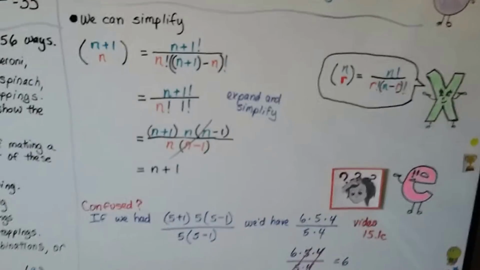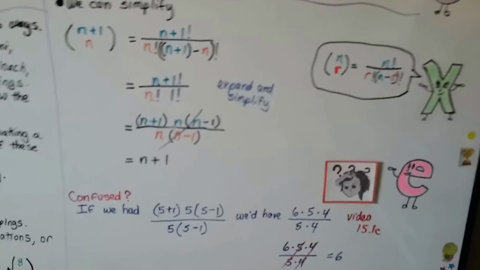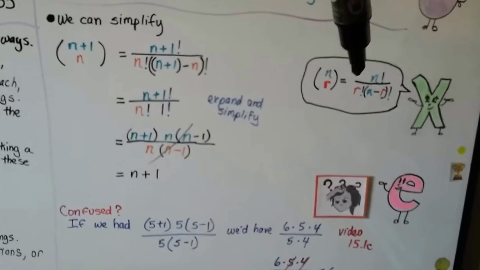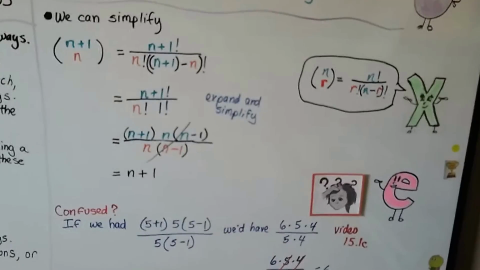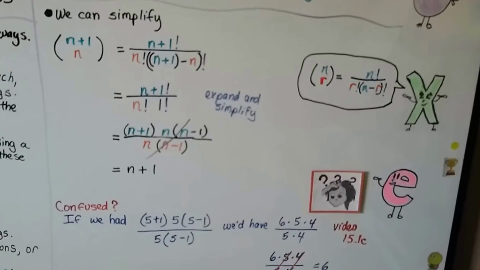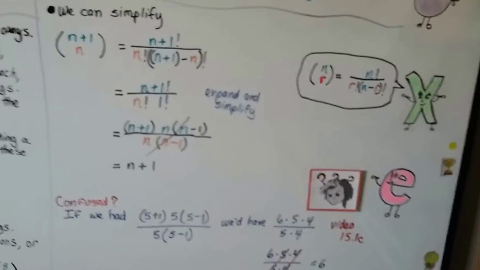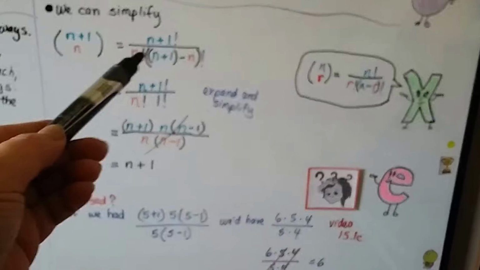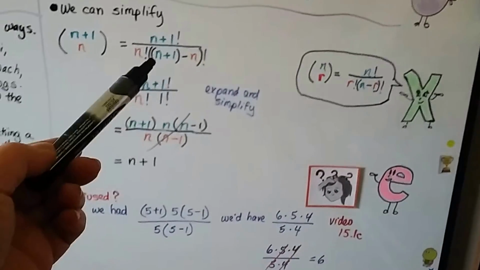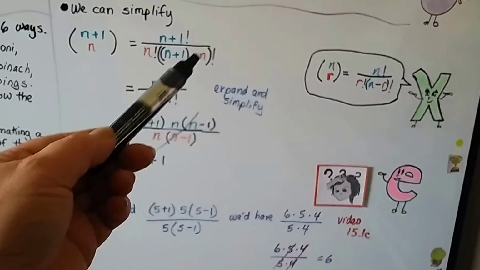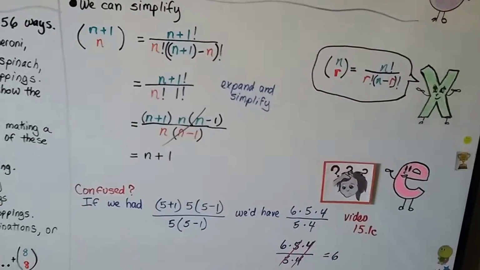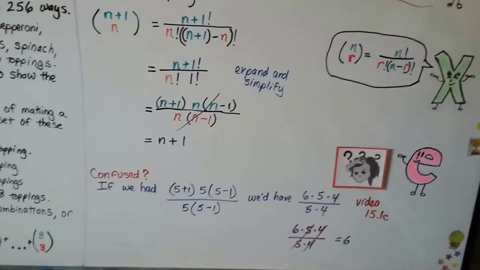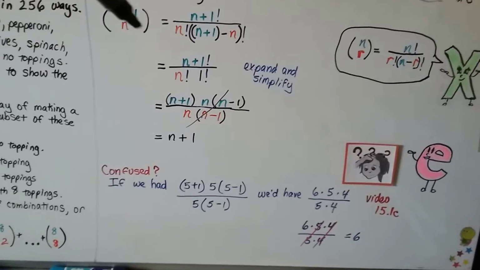Let's try another one. We can simplify n plus 1 choose n. So here's our trusty formula right here that we're going to use to follow along. That means we have n plus 1 factorial divided by n factorial, because that's our r, isn't it? Times n plus 1 minus n. That's our n minus r factorial. See? We can expand and simplify this.